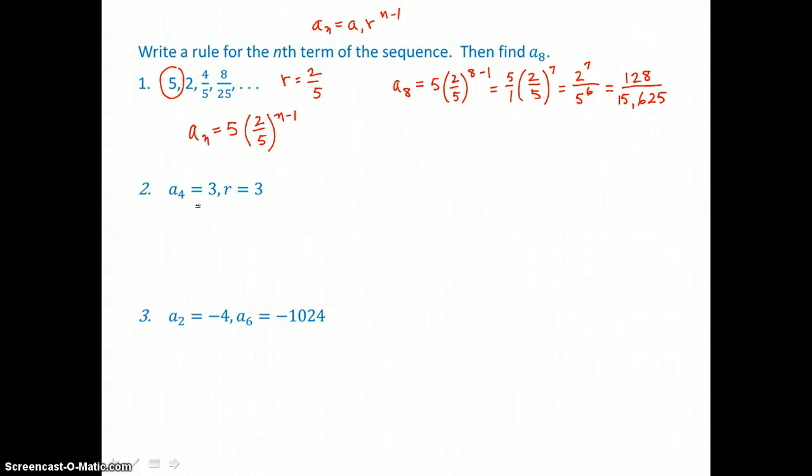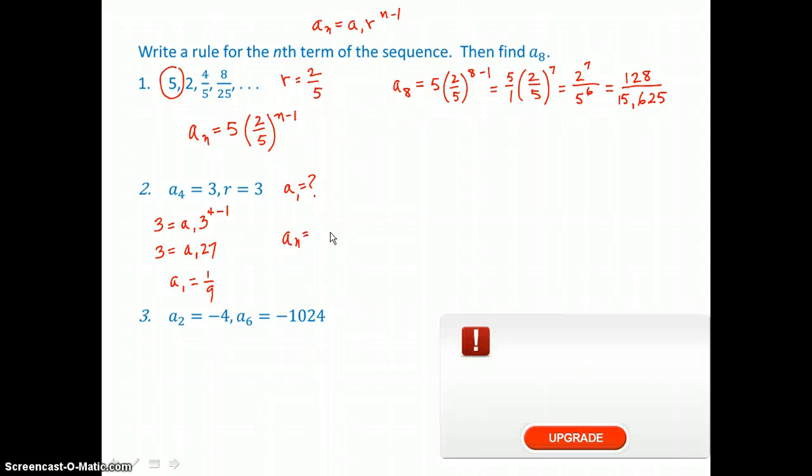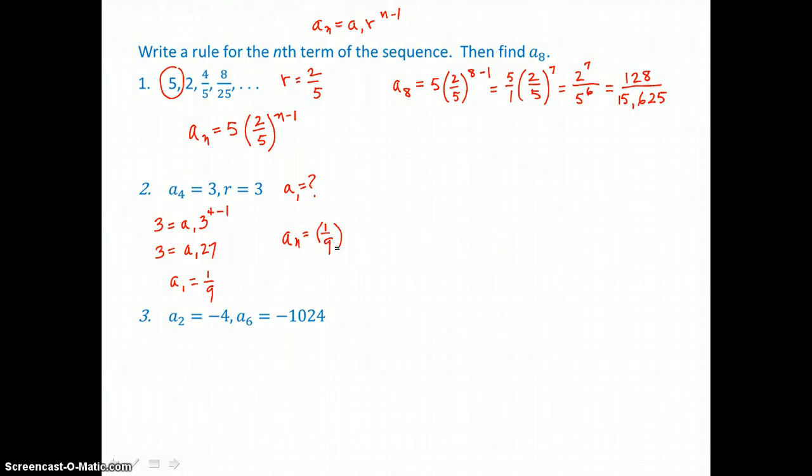In problem 2, we're given the 4th term and the common ratio. We need to find the first term if we're going to write the nth term rule. So we'll use that 4th term of 3. It's equal to the first term, a sub 1, times the common ratio 3 raised to the 4 minus 1 power. So 3 is equal to a sub 1 times, that's 4 minus 1 is 3, so that's 3 cubed or 27. And now dividing both sides by 27 and simplifying, we get a sub 1 is equal to 1/9. So the nth term looks like this. A sub n is equal to the first term of 1/9 times the common ratio of 3 raised to the n minus 1 power.